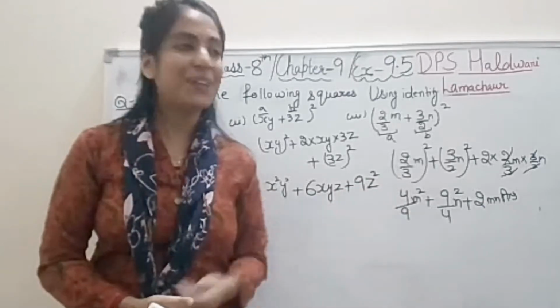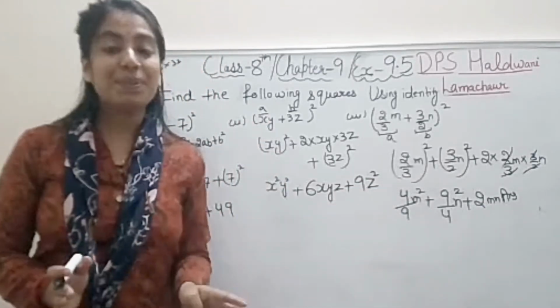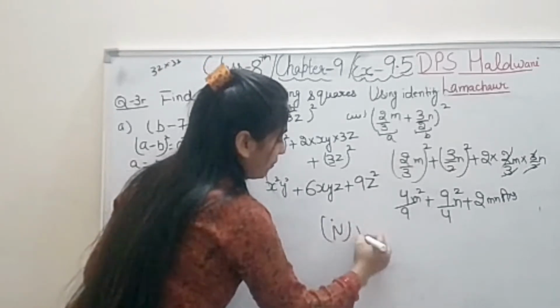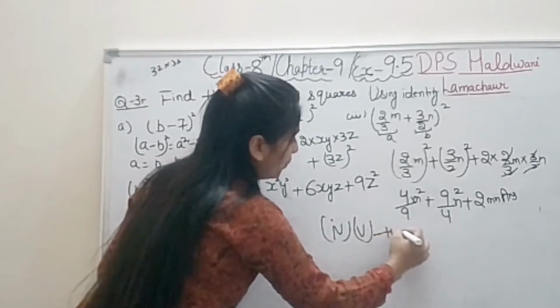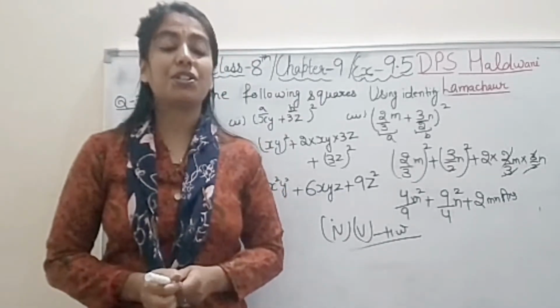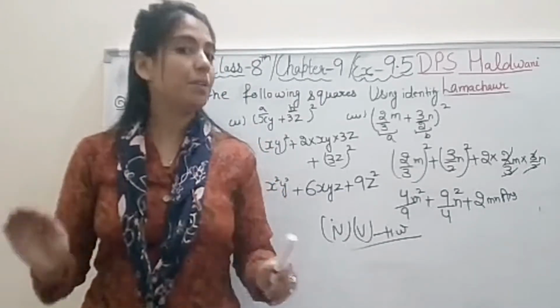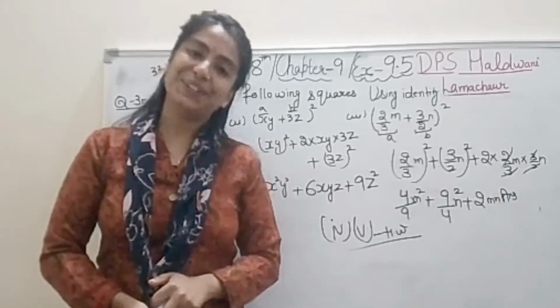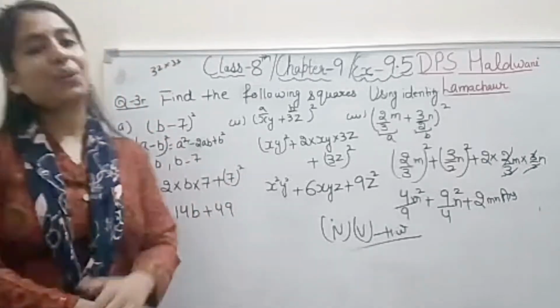So this is all about our question number 3. Very simple, student. Right? So question number 4th and 5th part, these two parts you will do. You will practice, student. Please do practice for this question, because these identities are very important, and without practice, you are not going to understand. Okay? So this is all about our question number 3.